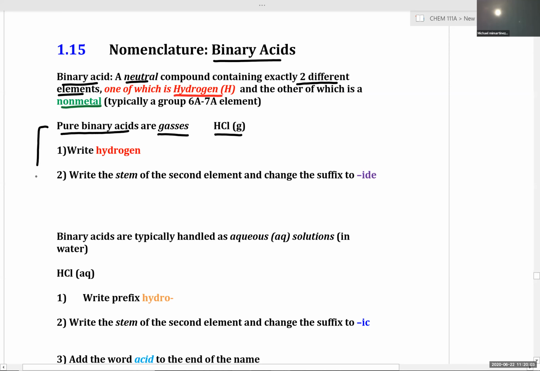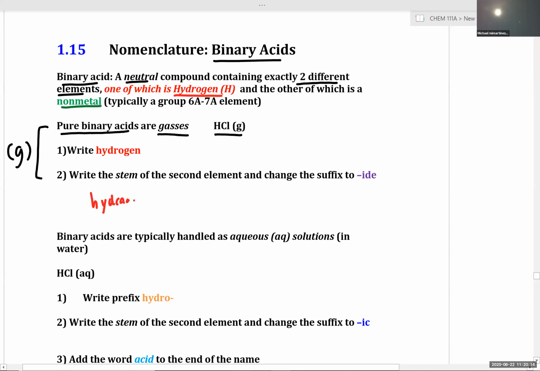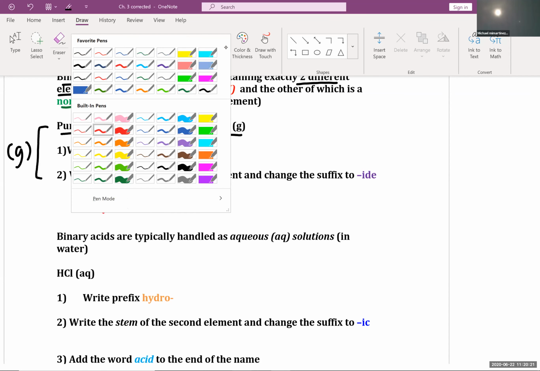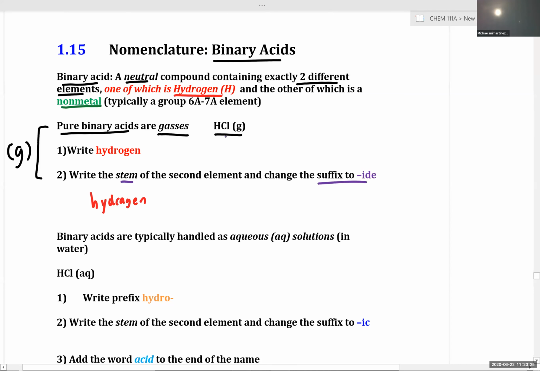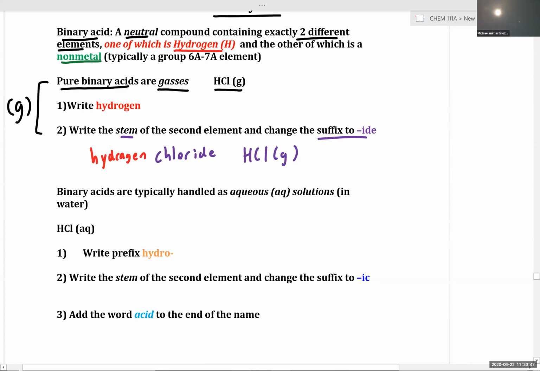To name binary acids in the gas phase, first we write the word hydrogen. Then we write the stem of the second element and we change the suffix to IDE. So for chlorine, we'd write the chlor stem, and then we change the ending from chlorine to chloride. So hydrogen chloride is referring to HCl gas. However, we don't typically handle binary acids in their gaseous form, as that's quite dangerous. So most binary acids are handled as aqueous solutions.